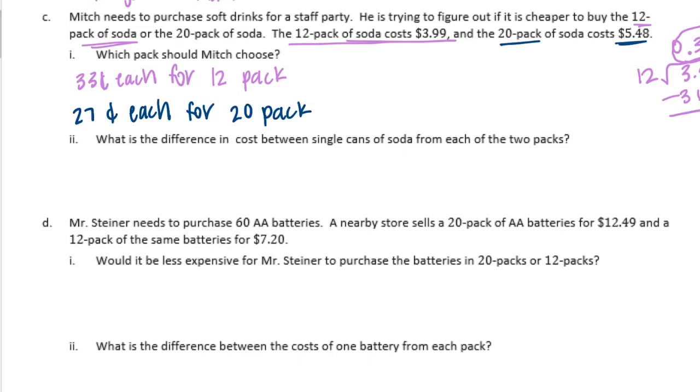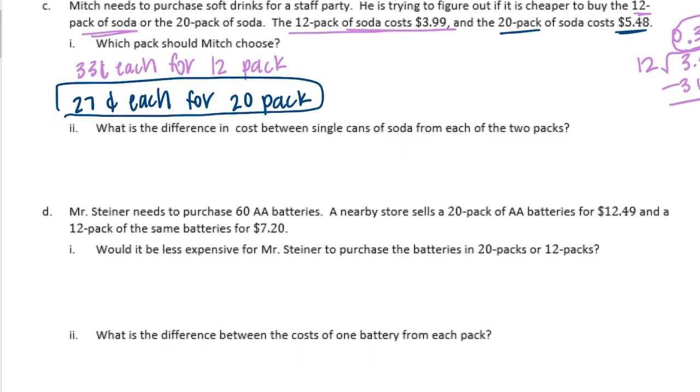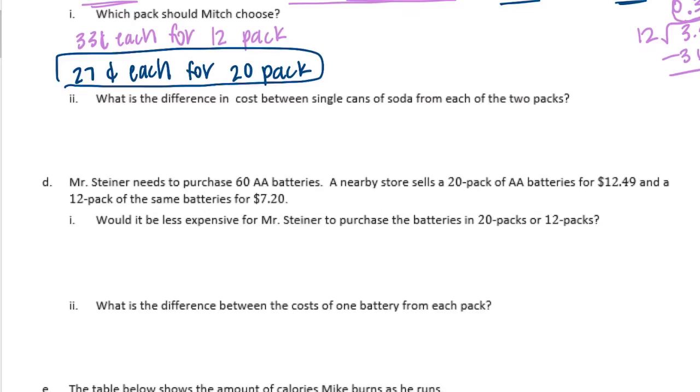So which pack should he choose? He should pick the 20-pack because that would be cheaper. What's the difference in cost between single cans from each of the 2 packs? So the difference between 27 cents and 33 cents is 6 cents.